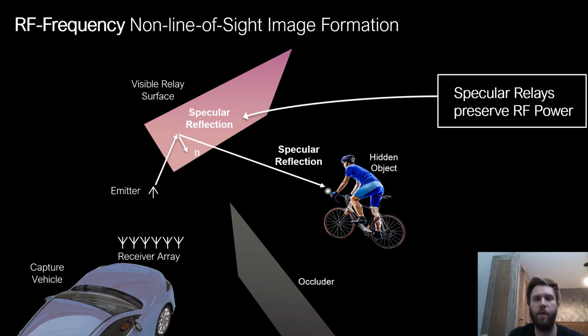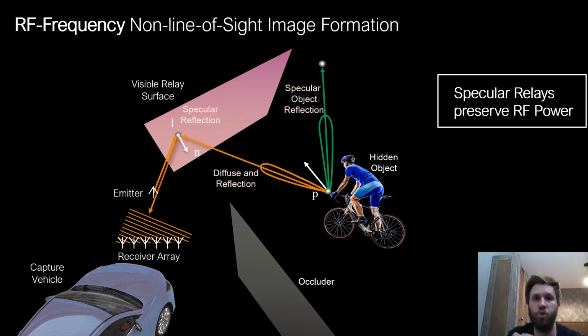We get a specular reflection from the wall, and the diffuse reflection from the hidden object will be reflected back to the wall, as shown in this scene here. So while the specular reflection from the third bounce is ignored, the diffuse reflection back to the wall, again another third bounce, is the one that we capture. So we capture specifically the amplitude and Doppler signal of hidden objects that are moving.